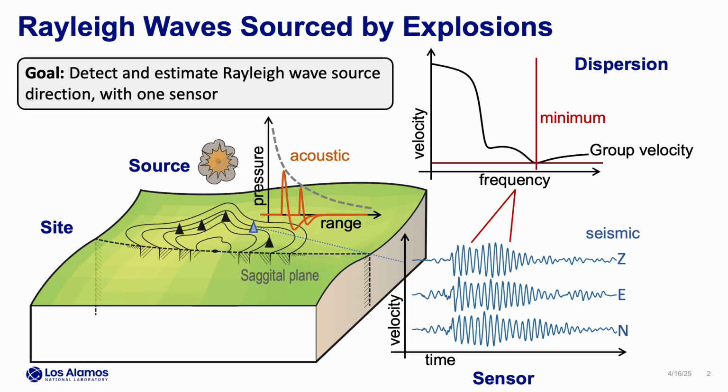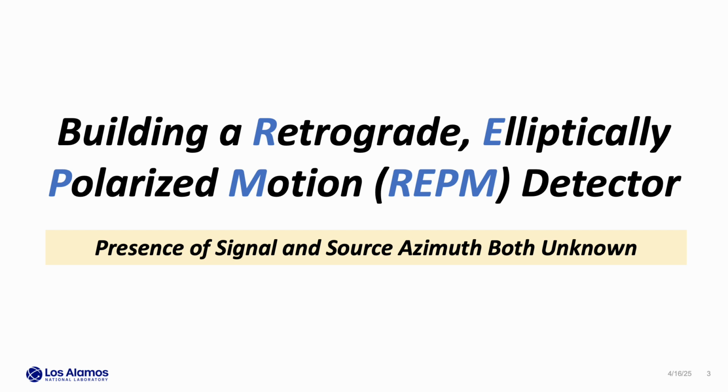But importantly, the waveform motion remains elliptically polarized in that sagittal plane regardless of what the source and particular site are. So we will use this signal feature in particular to build a waveform detector from the ground up.